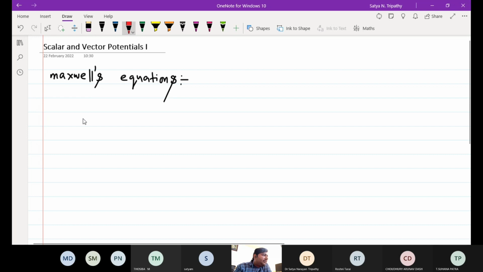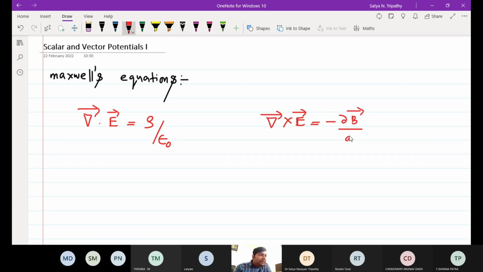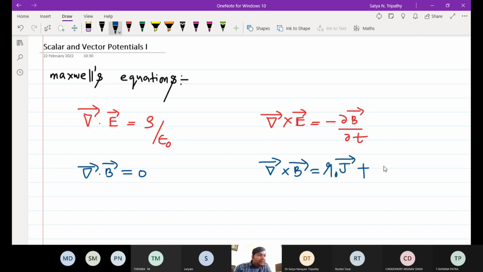Maxwell's equations tell that the first equation is del dot E is basically rho by epsilon 0. Then we have del cross E is basically minus dB by dt. Then we have del dot B is equal to 0. Then we have del cross B is equal to mu 0 J plus epsilon 0 mu 0 dE by dt.